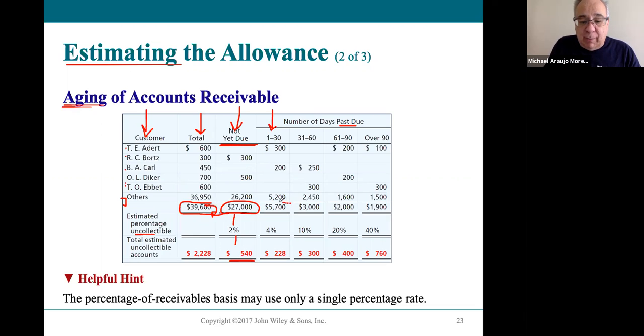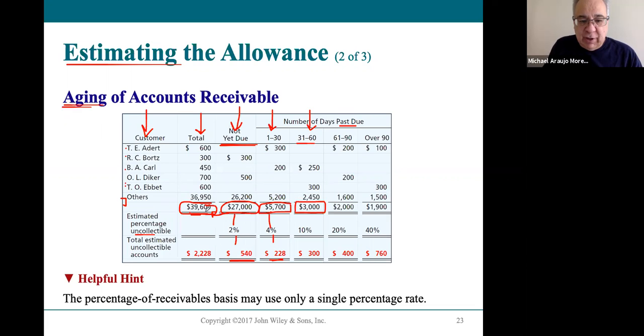As you see, the total amount that's up to 30 days late is $5,700 of the original $39,600 balance. Now they feel because it's a little bit late, they've upped the amount that they expect to be delinquent. 4% of that is going to be not collectible in their estimates. 228 is 4% of 5,700. The next column, now you've been waiting 1 to 2 months. Hello, I've been waiting by the phone.